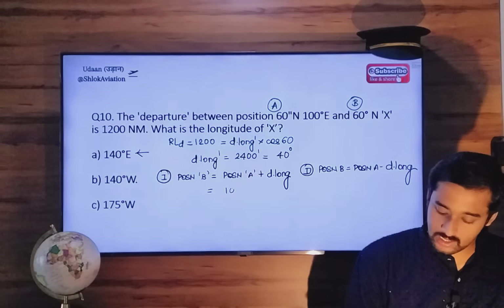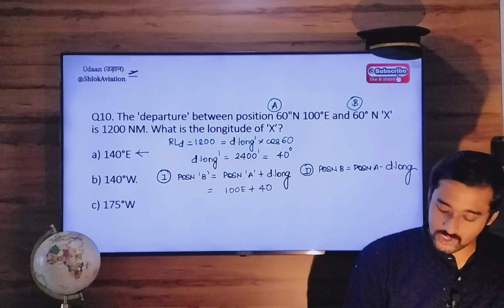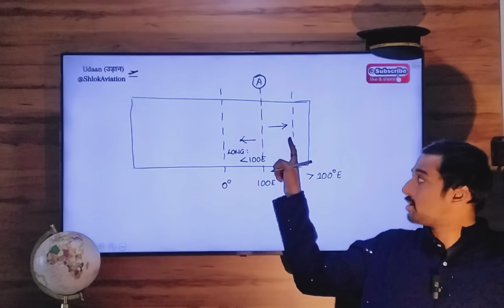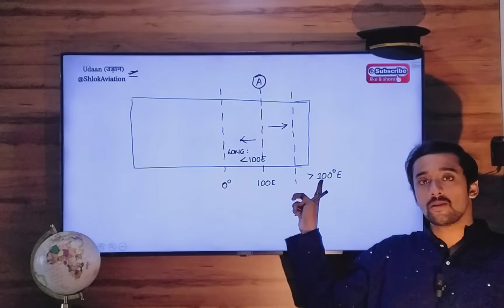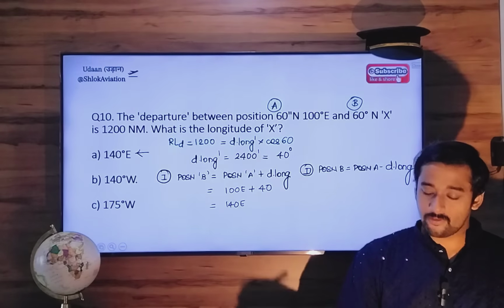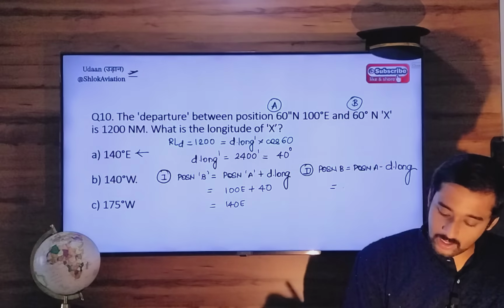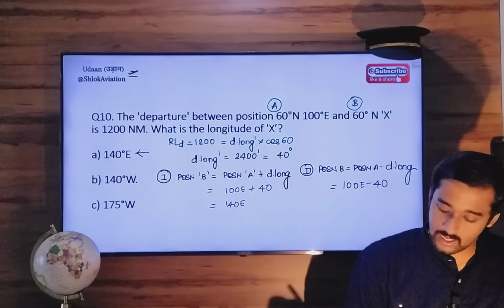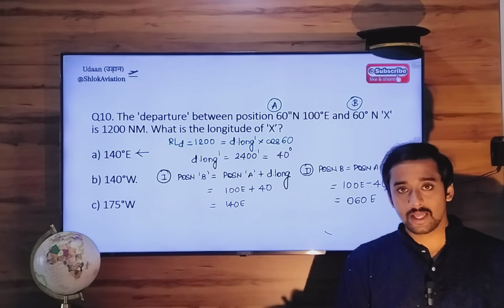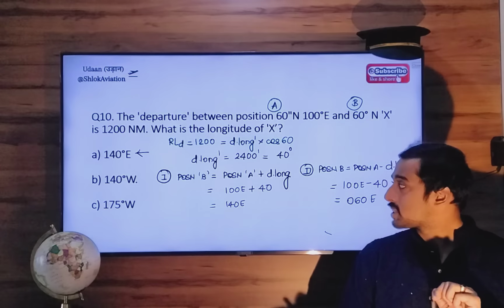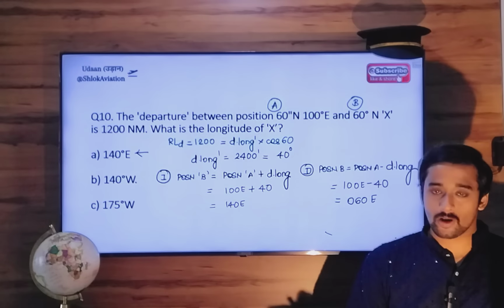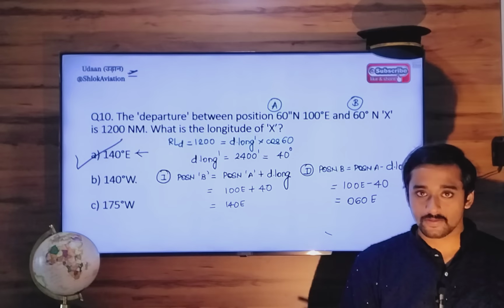Position A is 100 east, plus 40 gives you a value of 140 east. So like I said, if the new position B, the second position, is to the eastern side, its longitude will be more than 100 degrees east. So we have gotten 140 east. In the second scenario, if it is to the west of position A, we do 100 east minus d long 40, which is 060 east. So it will still be in the same hemisphere, the eastern hemisphere, but the value will be less than 100. So the only suitable option here is 140 east. So option A is the correct answer.